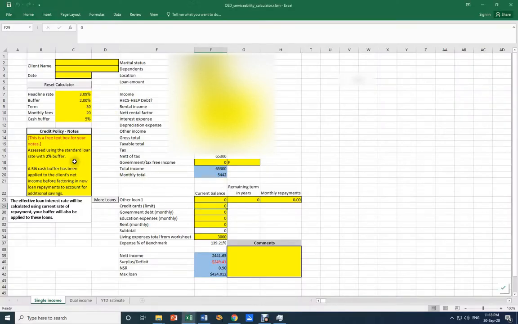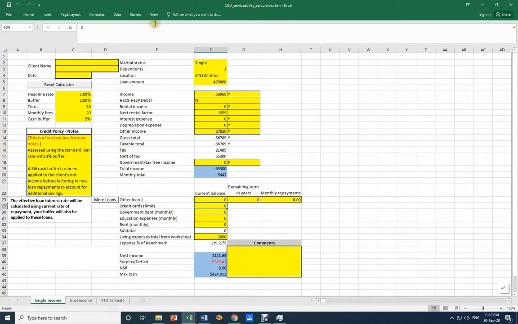The first one I always do is the QED one. And in this case, I'll go to single income because Emily is single. So we use single, no dependents. She is in Sydney. So we can go to Sydney. And a loan amount that we're aiming for is maybe 550,000.